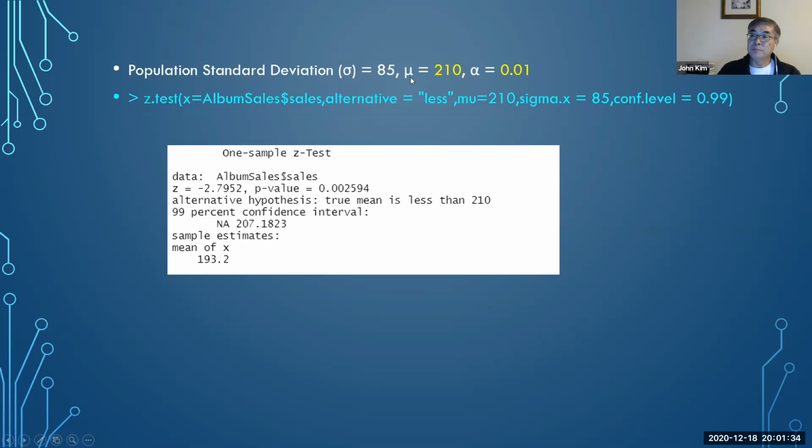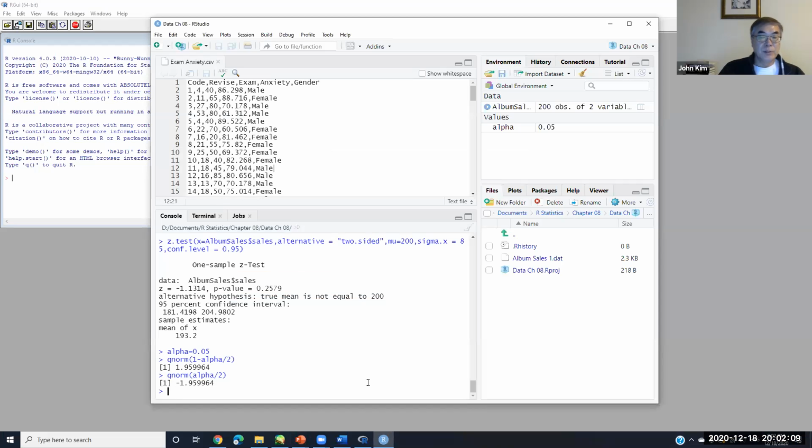Then, given the population mean is 210, let's change alpha, the significance level, to 0.01. So if alpha equals 0.01, then the confidence level is 0.99. So type this function and arguments. We will use the Z test. Then the data will be sales in the album sales data.